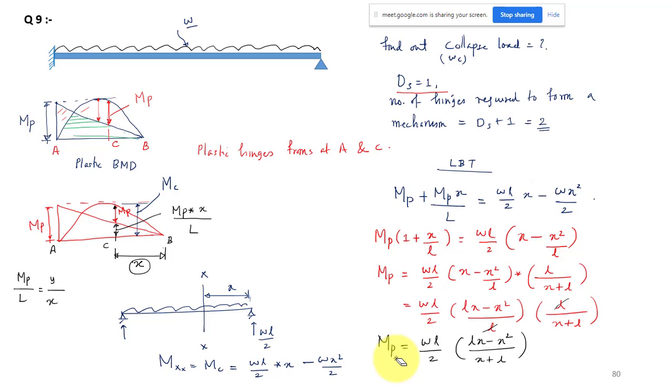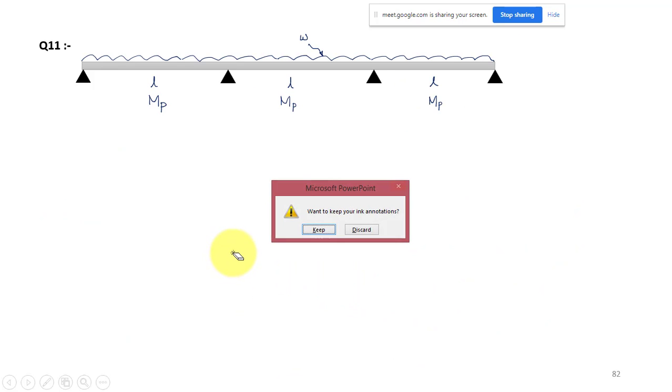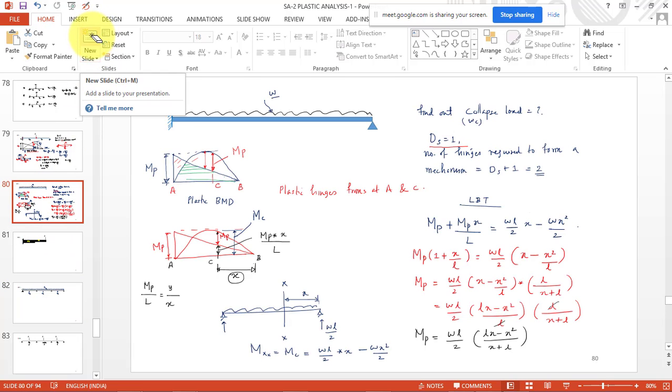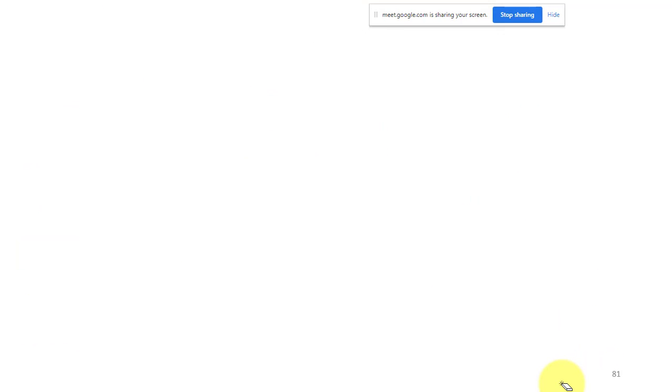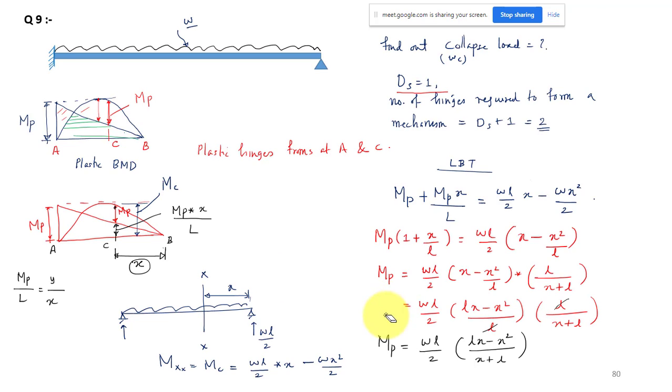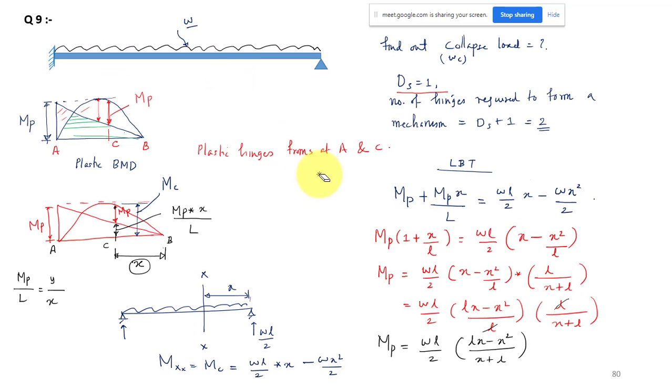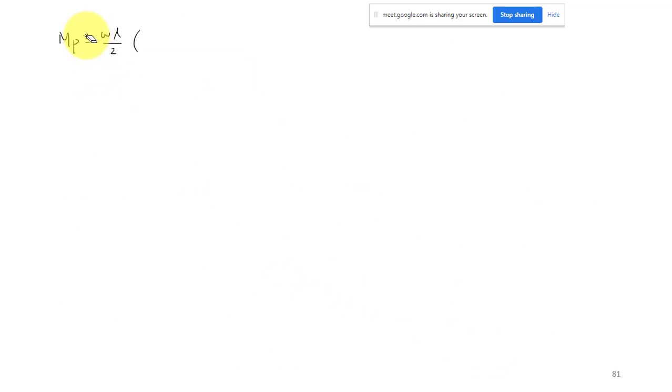So we will do the first derivative test, like dou MB by dou x. I can take the derivative of MB. So we can take the derivative with respect to x, that is equal to 0. That is what we'll do in the next step. So finally MB equal to this one. We got MB that is equal to WL by 2 into Lx minus x square divided by x plus L.